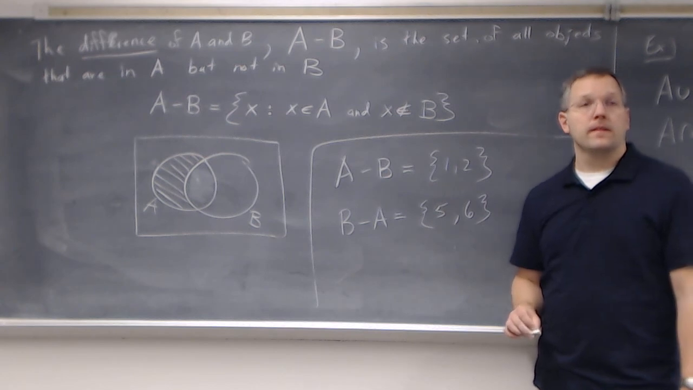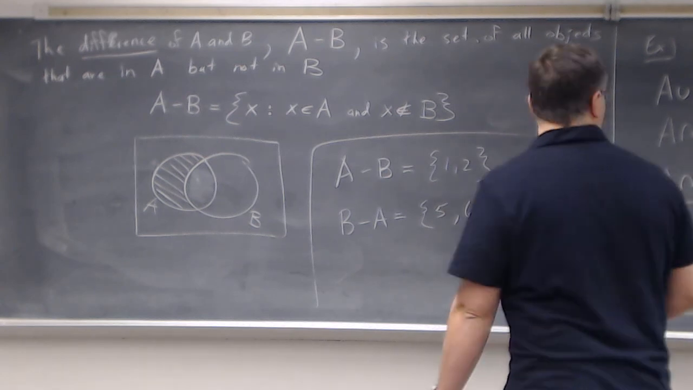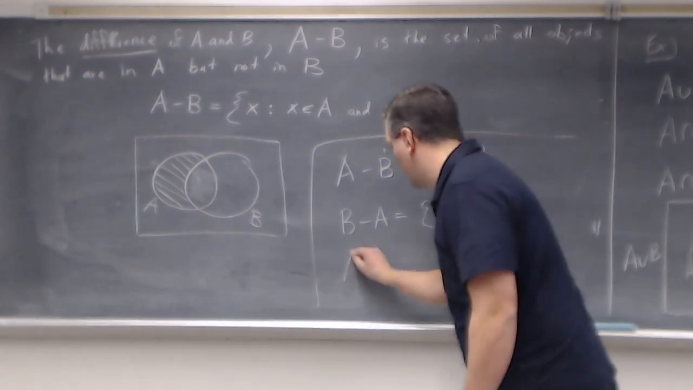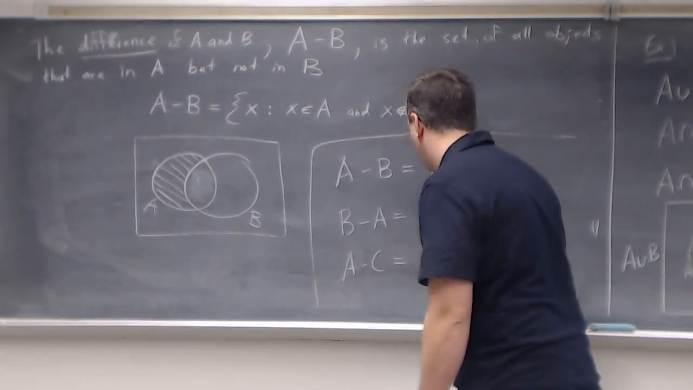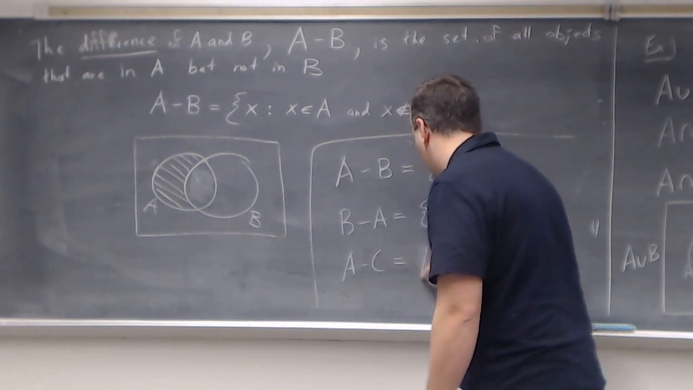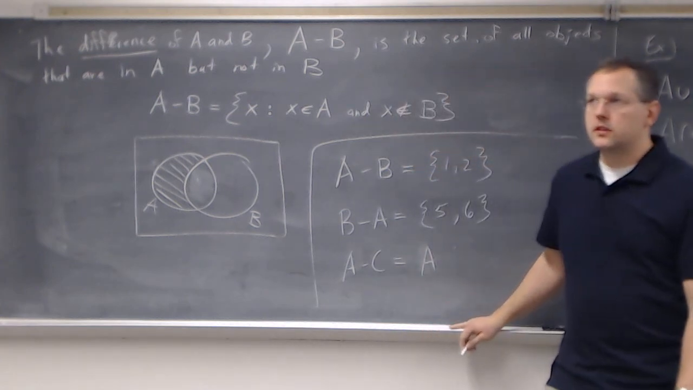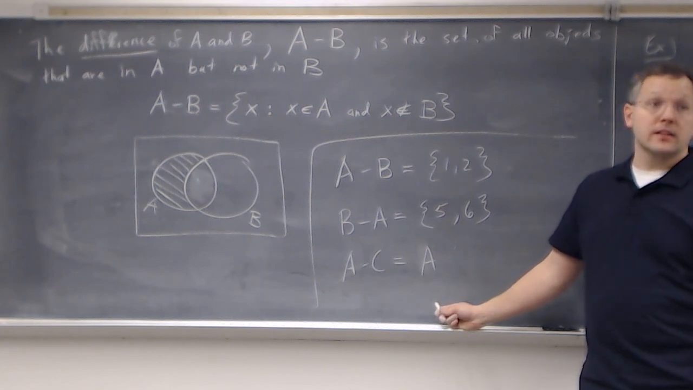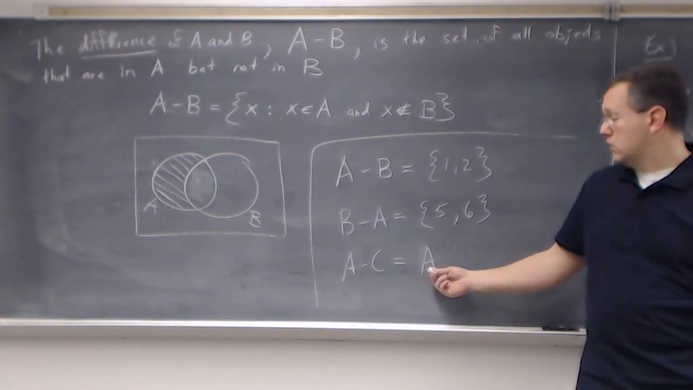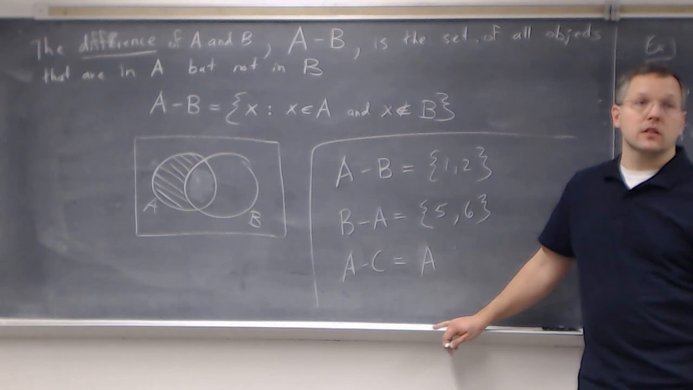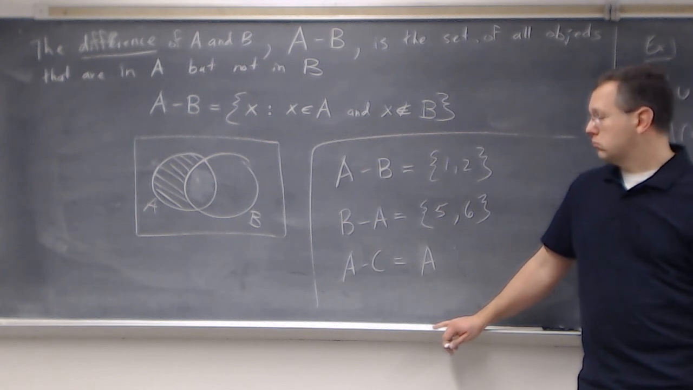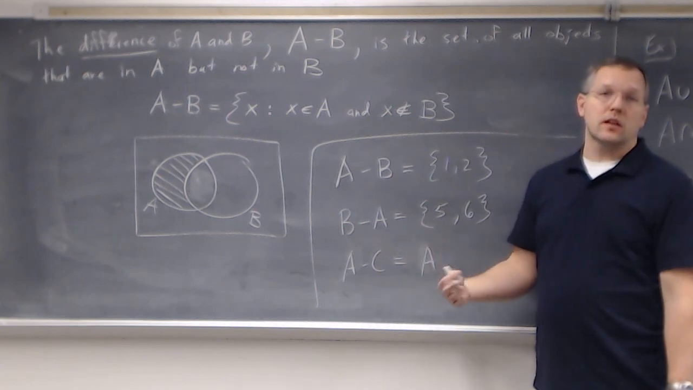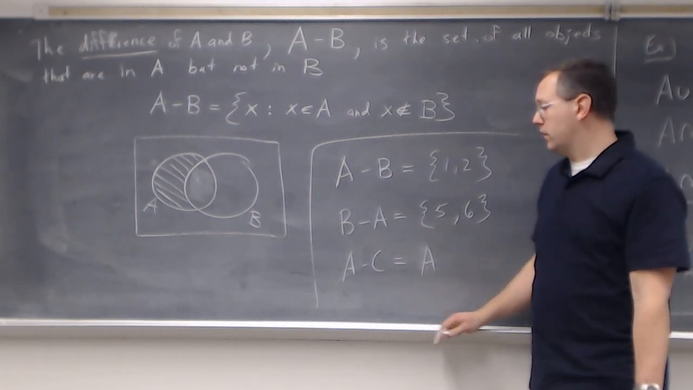Say you did A minus C. Since there are no elements in C that are in A, would it just be set A? Yep, A minus C would just be A, because what elements are in A but not in C? All of them. So the whole set A is in A minus C. That's kind of what he was pointing out. If you're really taking away the intersection, as he says, well, the intersection is empty, so you're not taking away anything.